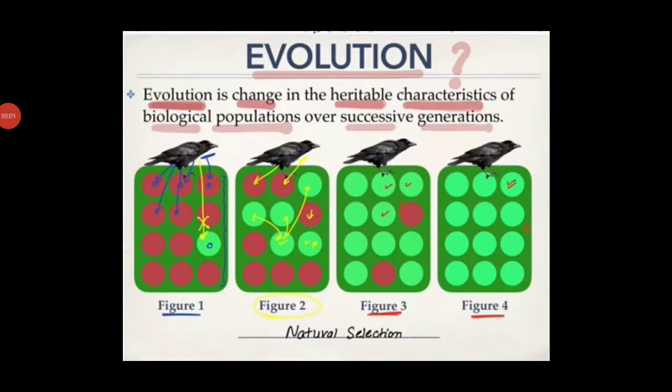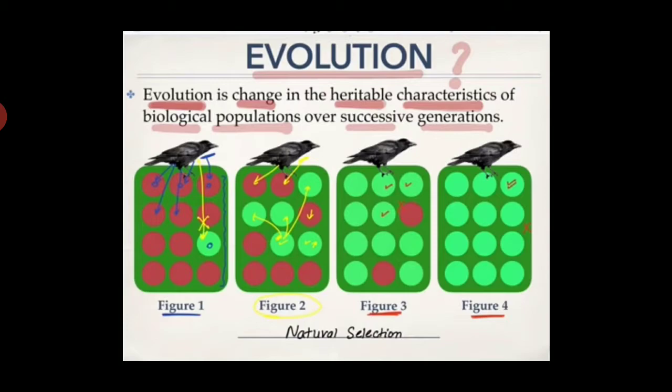Evolution. Evolution is change in the heritable characters of a biological population over successive generations. Example: beetles. The red color of beetles converting into green to survive from enemies. The process where organisms undergo change naturally and that change is transferred to the next generation is called natural selection.